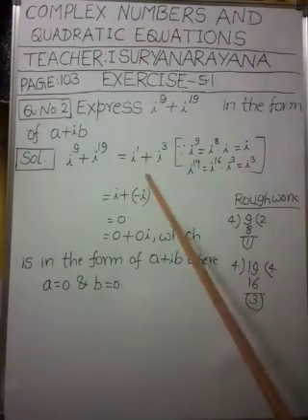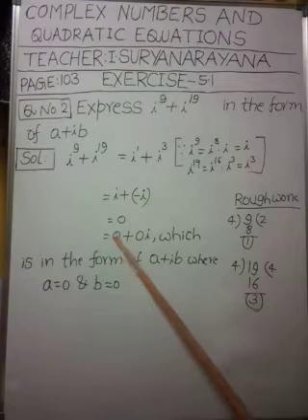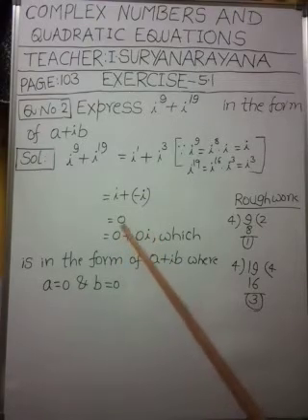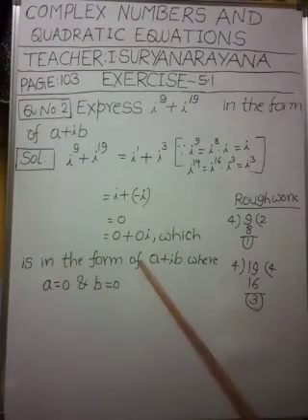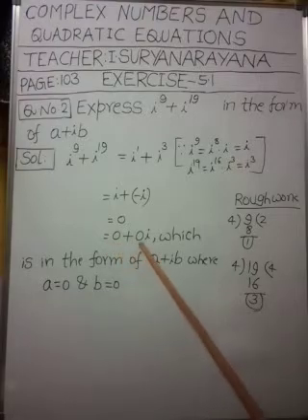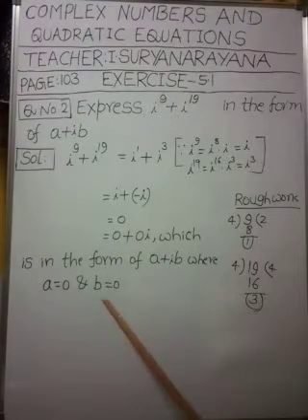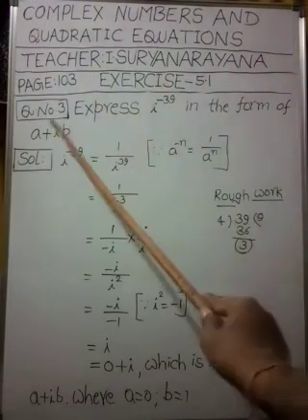How can you write it in the form of a plus ib? Here we can write 0 as 0 plus 0i. Isn't it, my children? Can we write this number in this form or not? Yes, which is in the form of a plus ib, where a is equal to 0, real part is 0 and imaginary part is also 0. Understood, my children?